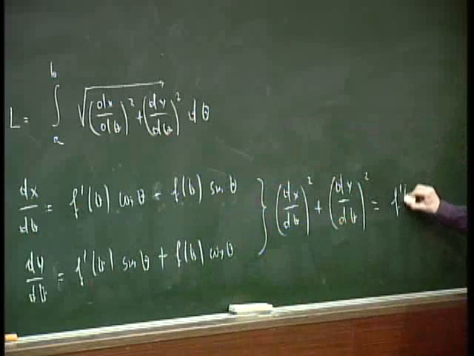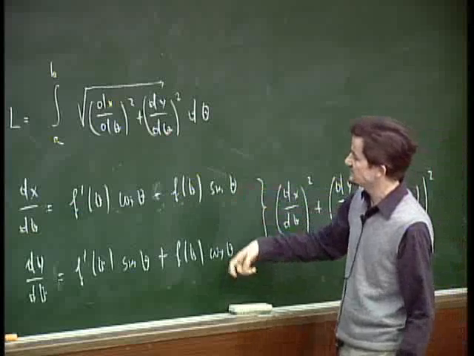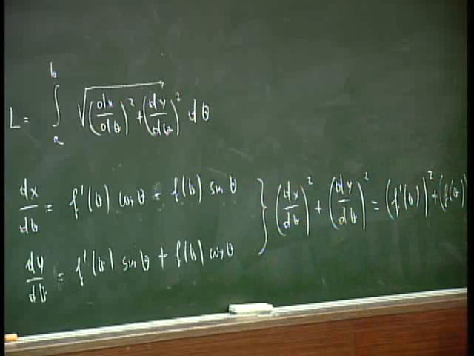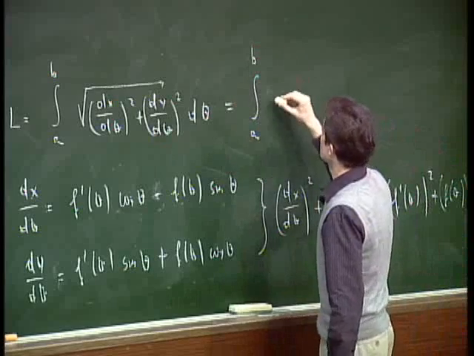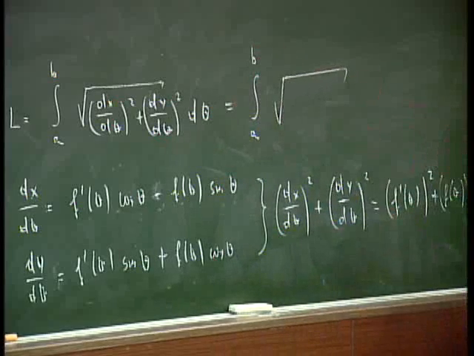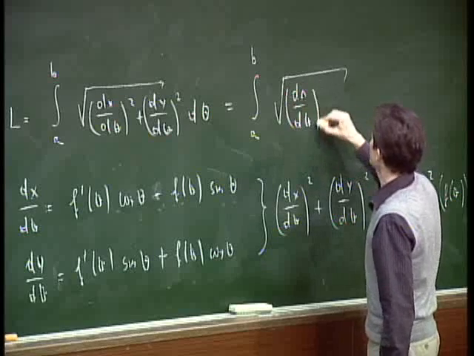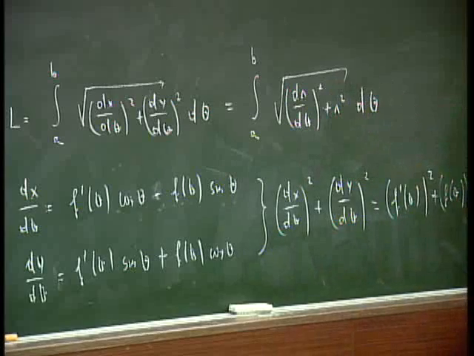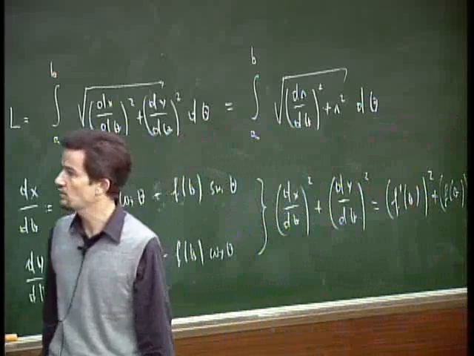So what you have, this one for this one, and here this squared plus this squared, but because of the same reason, it's just this one. So what you get is the integral from a to b of the square root of, let's write this as, dr over d theta squared plus r squared, d theta. So this will be the arc length formula for polar curves.